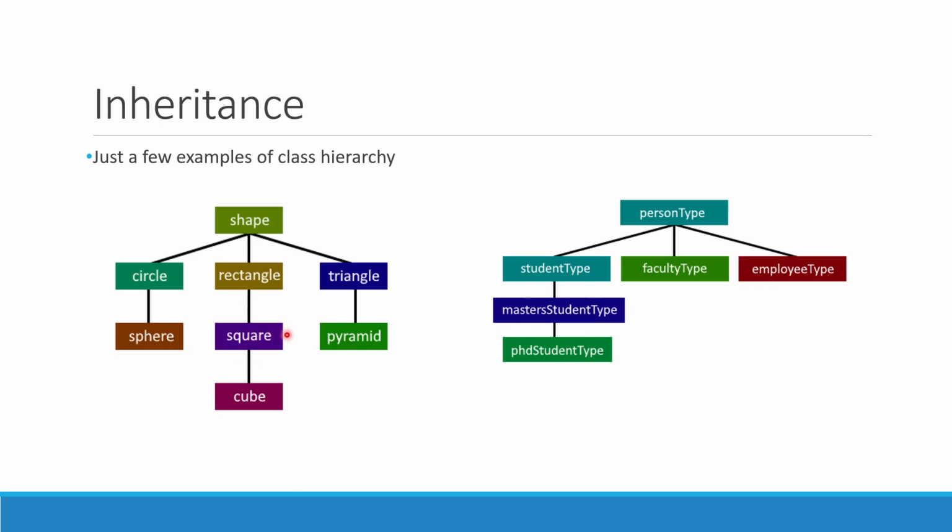So maybe a member that square has that rectangle doesn't have is a member function that sets length equal to width, because length and width have to be the same in the square. And then after that, we would logically have cube inherit from square, because cube has length and width, but one variable that cube has that square doesn't is height. And then we'd probably add other variables like surface area and volume too to cube.